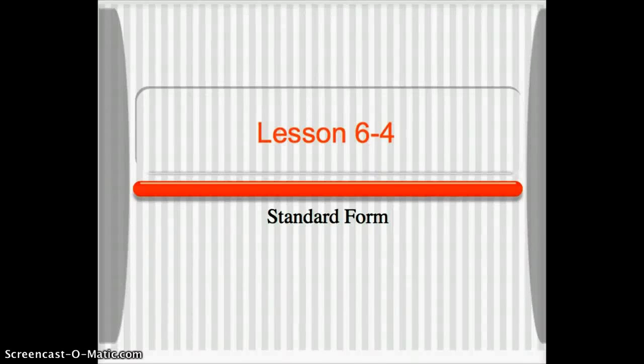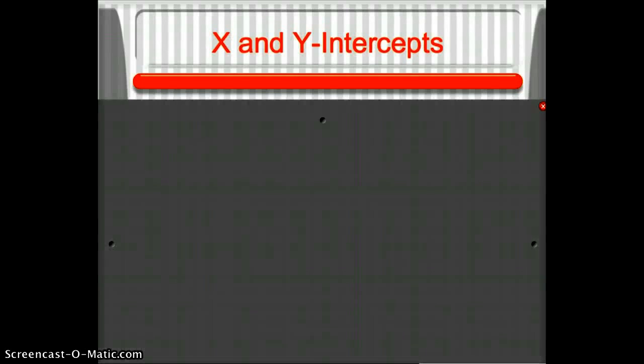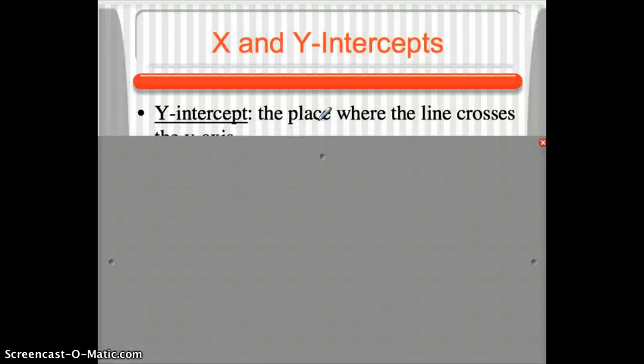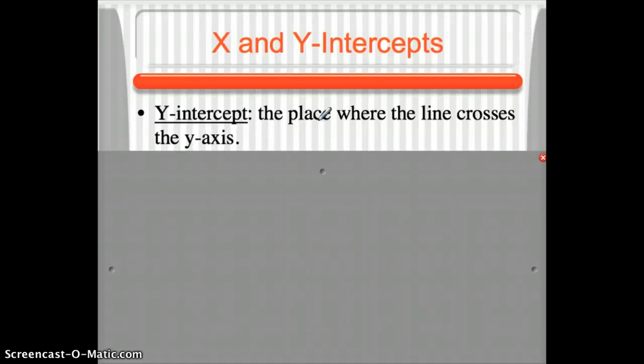We've looked at slope-intercept form. Now we're going to move on to standard form, another way to write linear equations. Before we start, we really need to know what x and y-intercepts are on a graph. The y-intercept is the place where the line crosses the y-axis. If you have a little graph like this, right here is where it's crossing the y-axis.